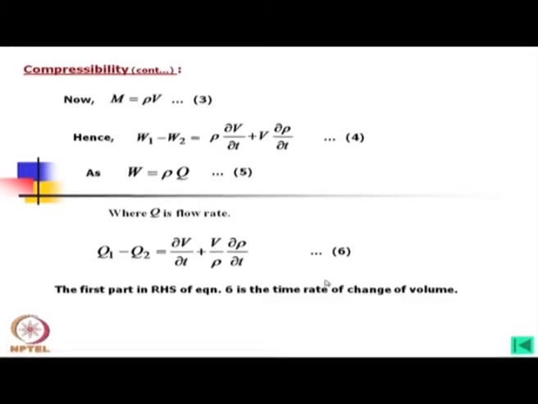The first part on the right hand side of equation 6 is the time rate of change of volume. Normally, we will write Q1 minus Q2 is equal to dV by dt, but there is another term here. This second part is due to the compressibility. If we consider the fluid is 100% incompressible, then this part will be 0.